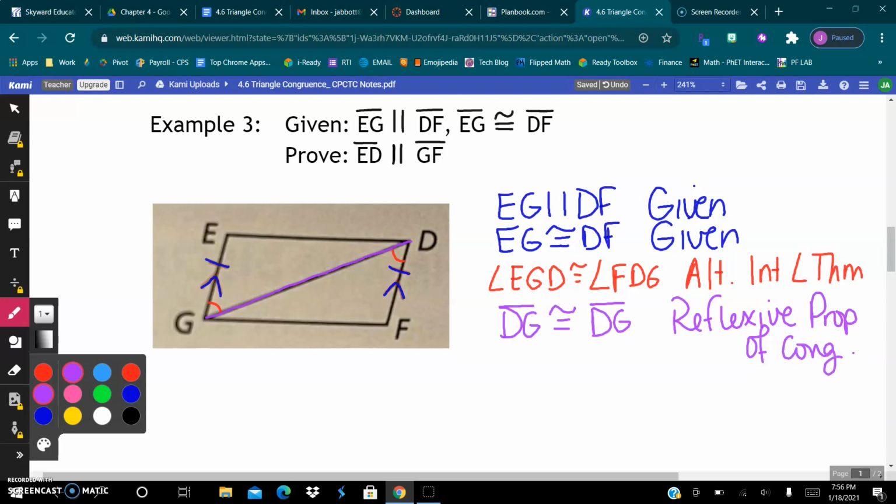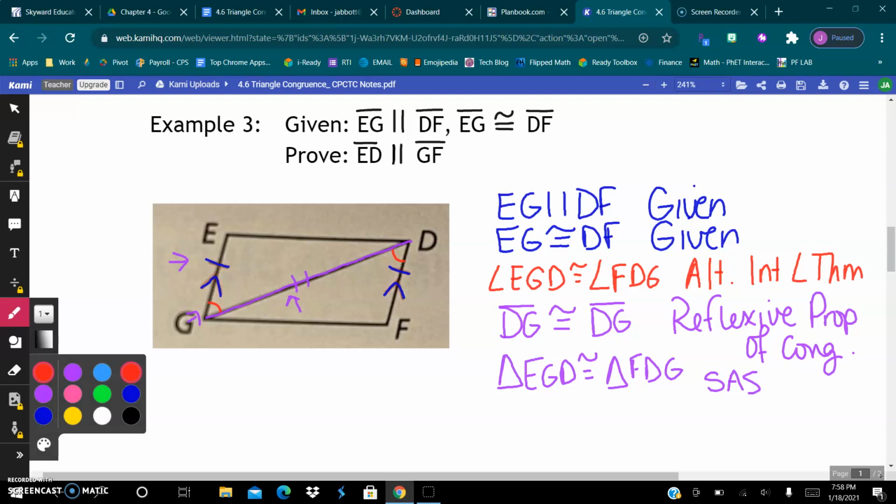If two shapes share a same side, then they are congruent. So then we have a side, we have an angle, and then we have another side. So we can say that these two triangles, EGD, is congruent to triangle FDG because of side, angle, side.